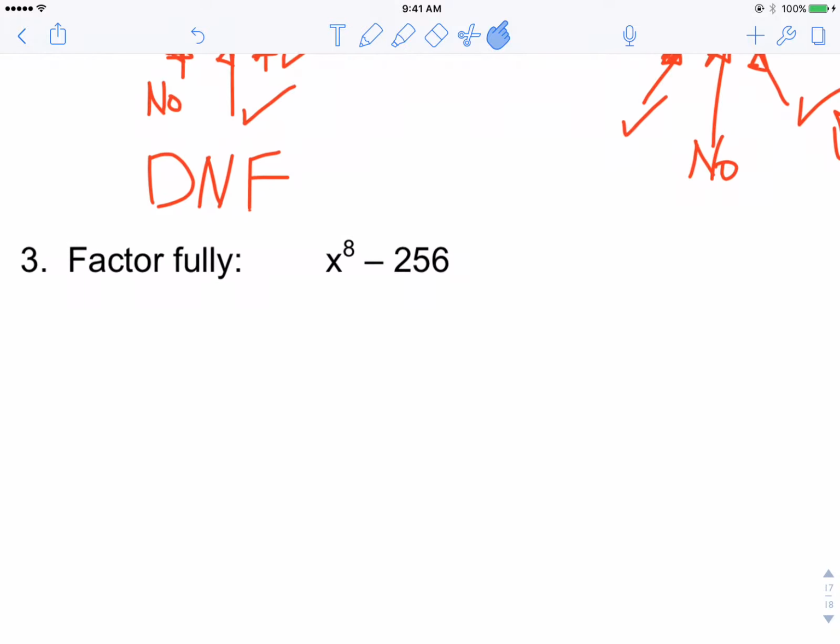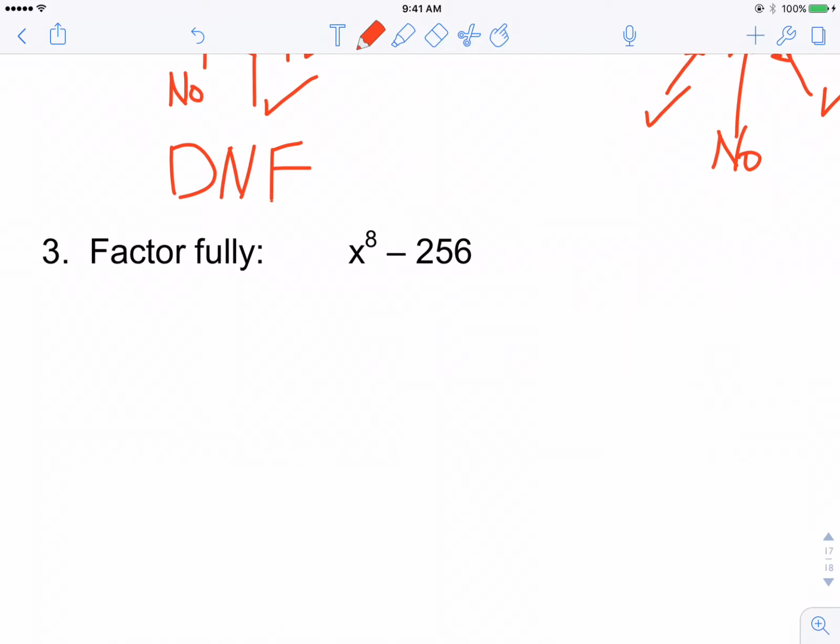Example 3, factor fully. Now this is a key kind of word, factor fully. This is going to make you think, well, maybe this just isn't a one-step question. If it gives you some kind of explanation or question like that, it implies that there's a lot of work to do, that you might have to do more than just one step.